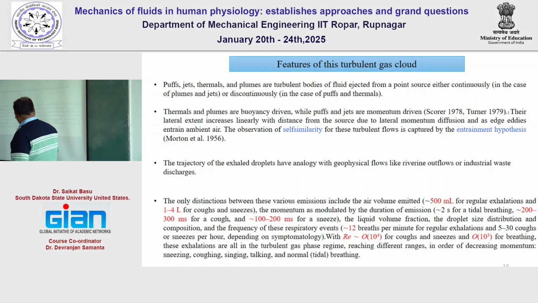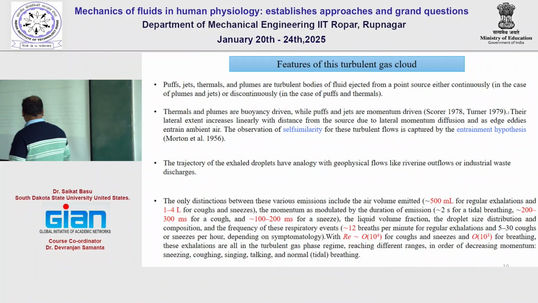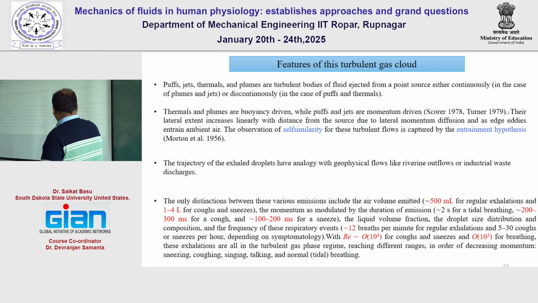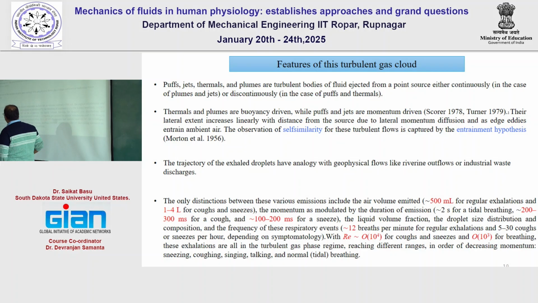There are also some quantities, like the air volume emitted. You can see 500 ml for regular exhalations, but when we impart momentum while coughing or sneezing, it increases to 1 to 4 liters.